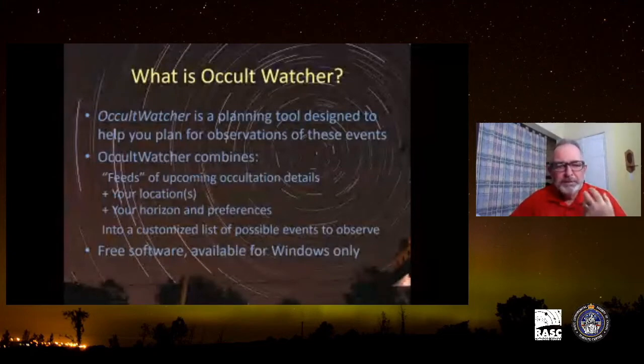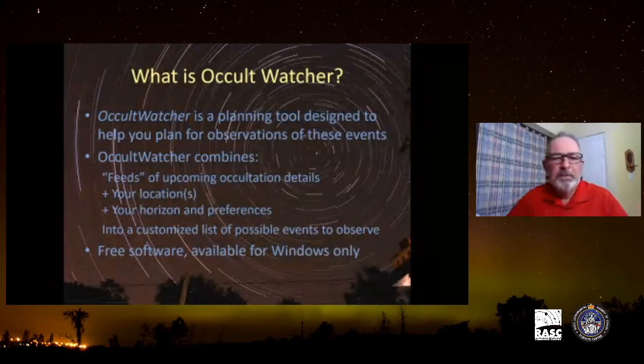OccultWatcher combines three key elements to come up with its predictions. One is it's using the internet to pull in details from all kinds of feeds of upcoming occultation details. These have been calculated by astronomical institutes and interested amateurs from around the world, using star catalogs and asteroid positions to predict exactly when a specific asteroid is expected to go in front of a specific star.